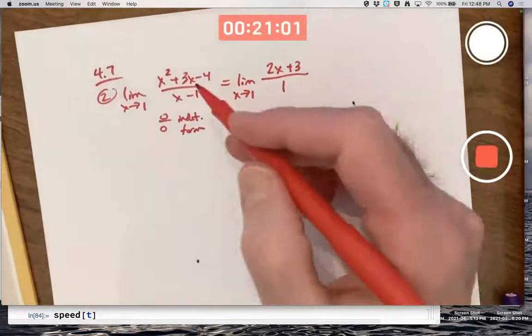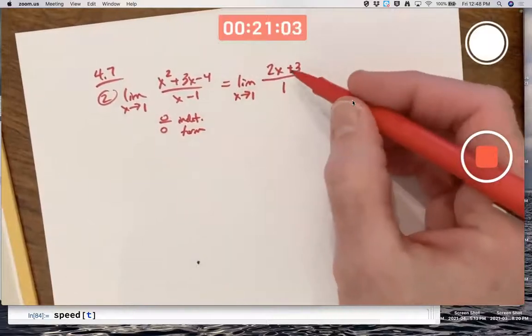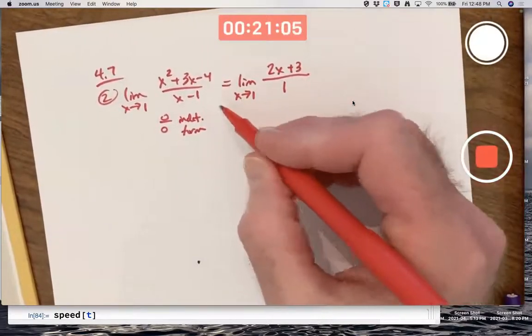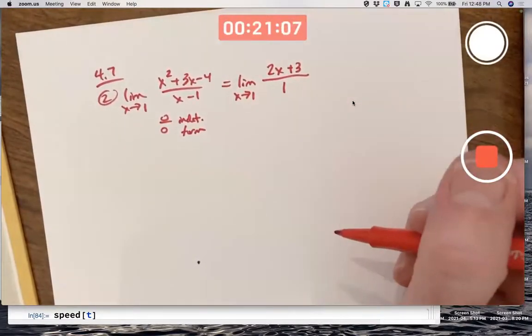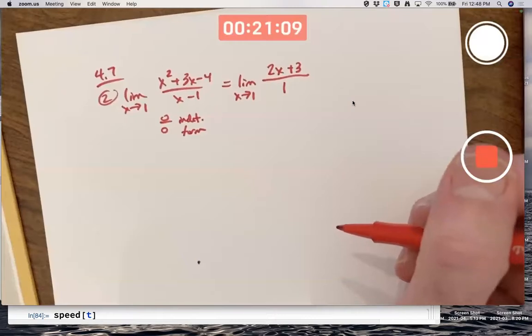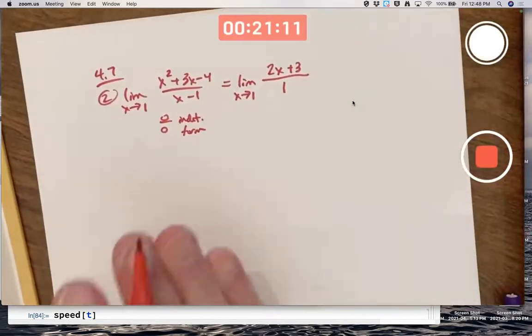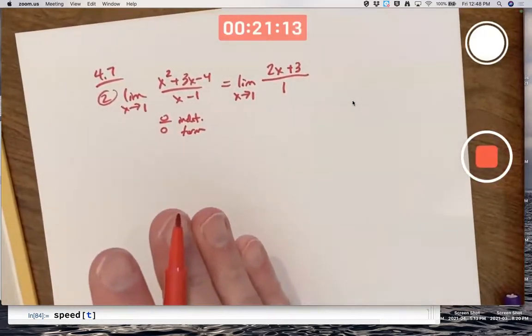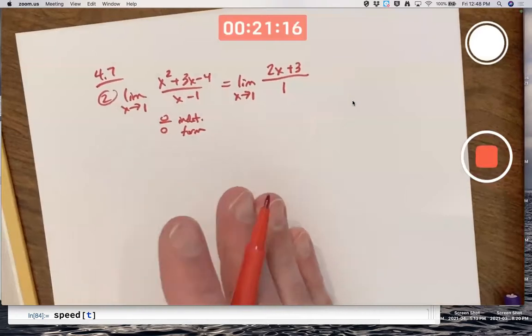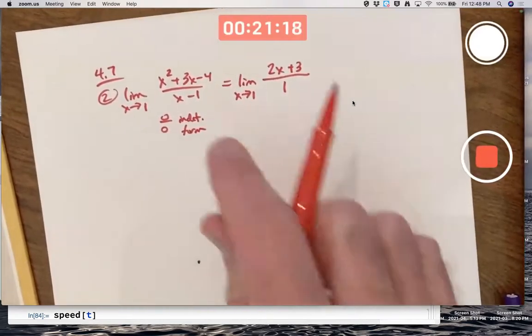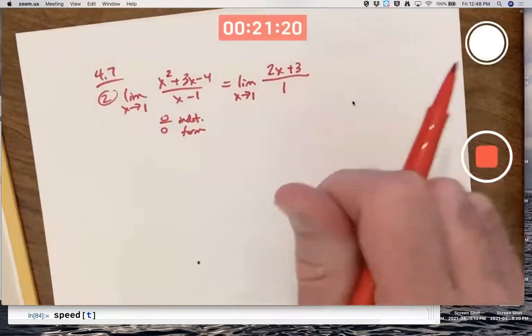Right? The derivative of x squared plus 3x minus 4 is 2x plus 3, and the derivative of x minus 1 is 1. That's an application of L'Hopital's rule. It is not the quotient rule, okay? Don't ever think L'Hopital's rule is the quotient rule. Nothing to do with it, okay? Differentiating the top and the bottom individually and making a new fraction.